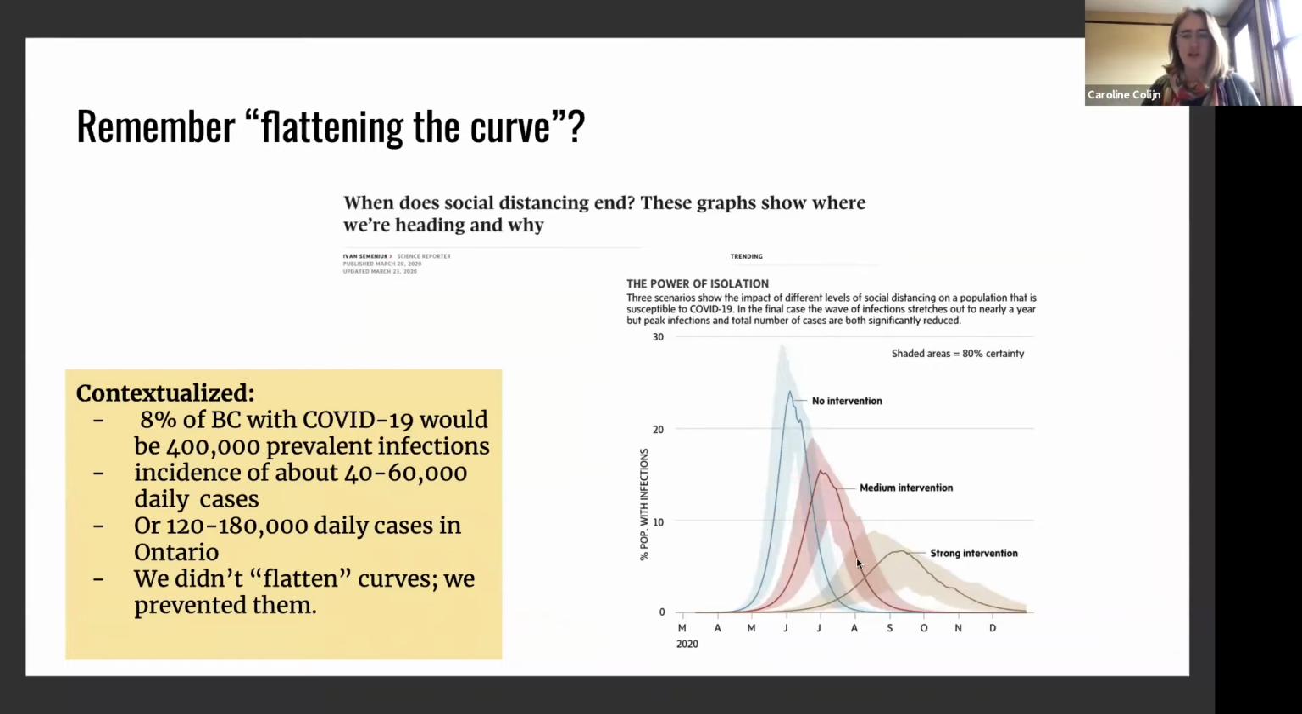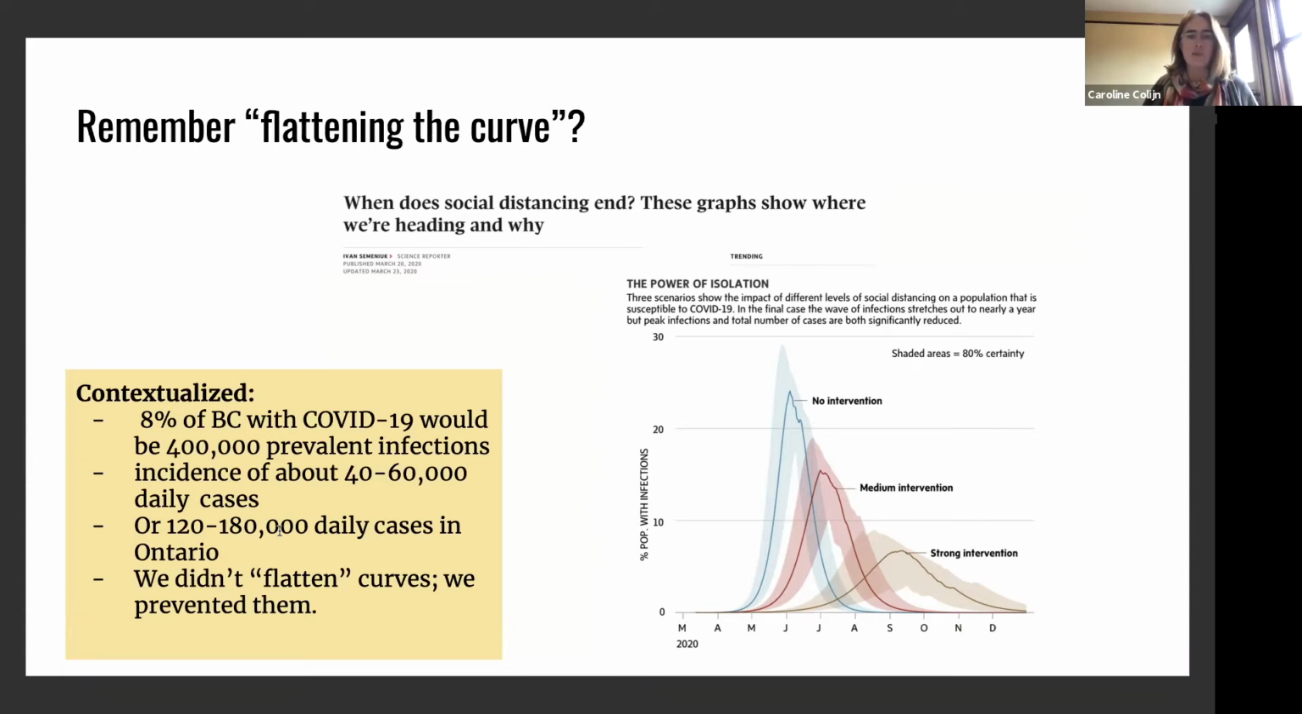So our strong intervention that had distancing going on for many months before the COVID-19 pandemic receded due to buildup of immunity, and therefore lockdowns and so on would not be required anymore, that peaked at about 8 or 7% of the population having a prevalent COVID-19 infection, of having the virus at the same time. So let's just figure out what that would be in BC. That would be about 400,000 prevalent infections, which would be an incidence of about 40 to 60,000 daily cases. In Ontario, that would look like 120 to 180,000 daily cases. Now let's imagine you only detect half of those, so that's 60 to 90,000 cases.